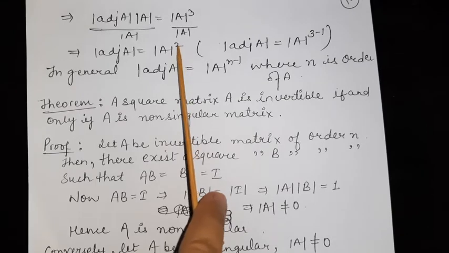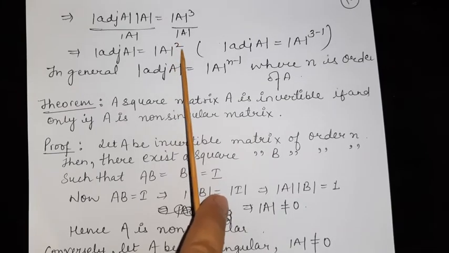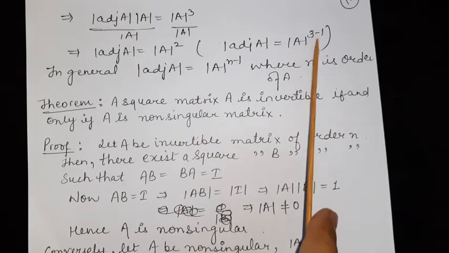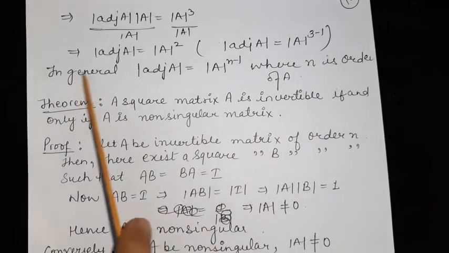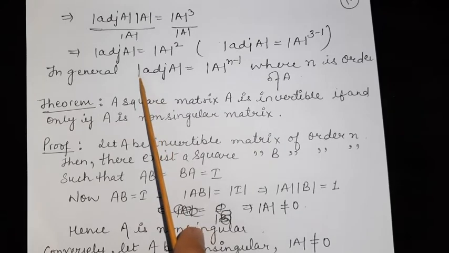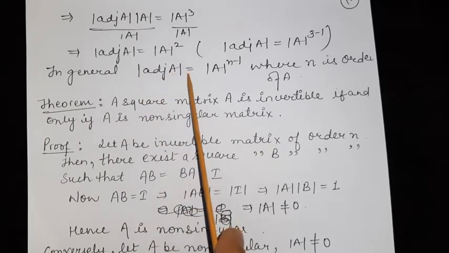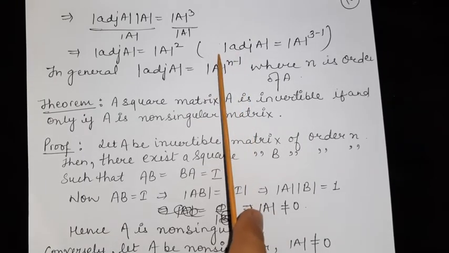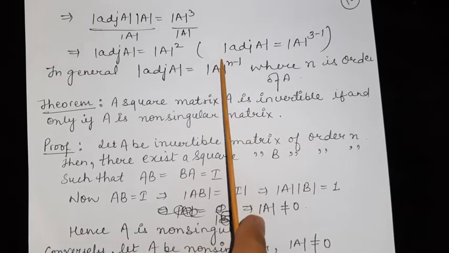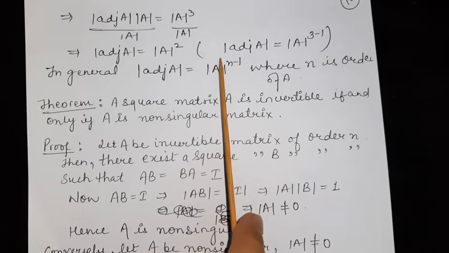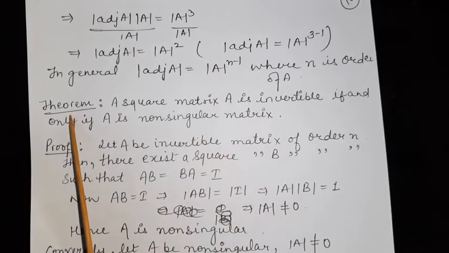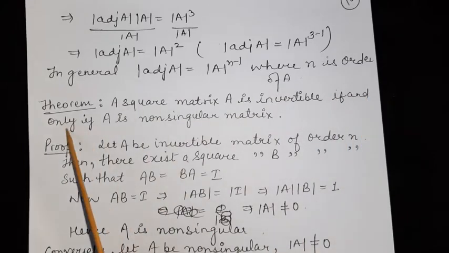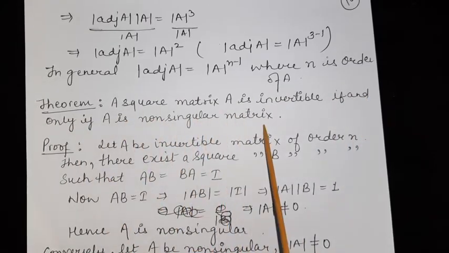So in general, initially we took order of A as 3, so this 2 can also be written as determinant of A raised to the power 3 minus 1. So in general we can write that determinant of adjoint A is equal to determinant of A raised to the power n minus 1. So this is the proof of the result, and we have also verified this result with the help of one example. Our next theorem is, a square matrix A is invertible if and only if A is non-singular.